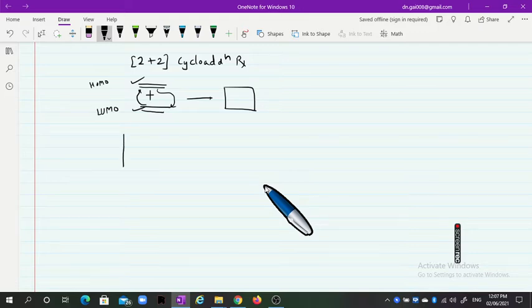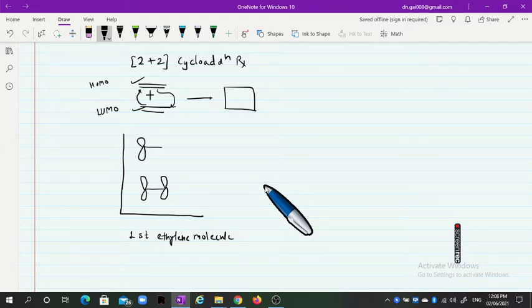Let us try to draw the orbitals for the first ethylene molecule, that is, the first reactant. For the first ethylene molecule we have written it like that, and the second ethylene molecule like that: psi 1 and psi 2 star. We already know how to draw these diagrams: positive with no node, positive positive, negative negative, positive negative with a node, therefore negative positive.